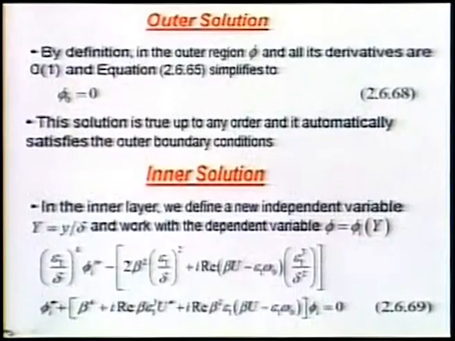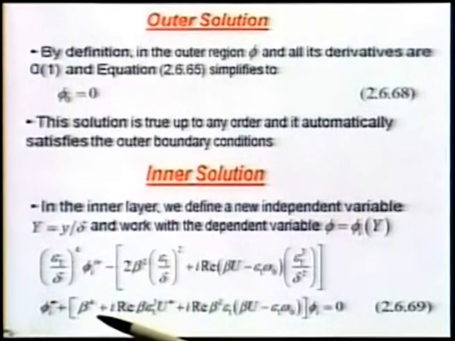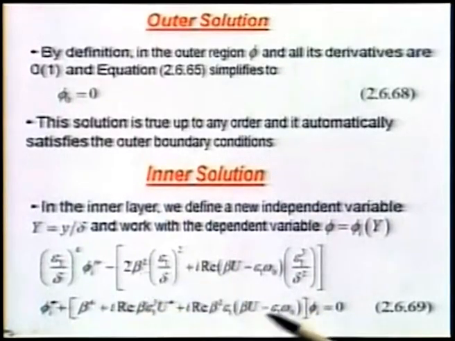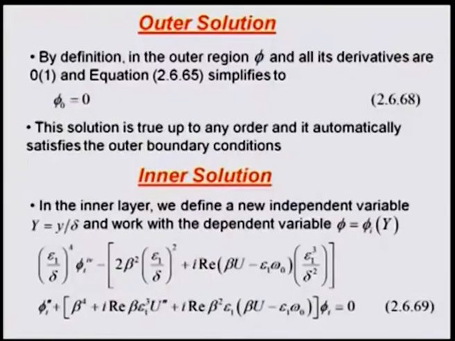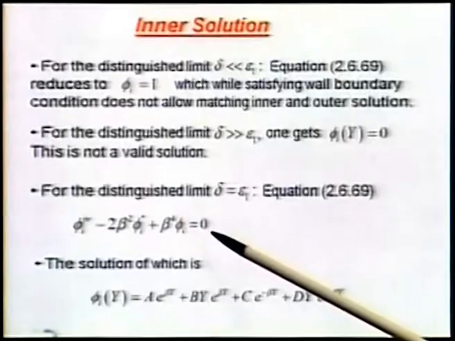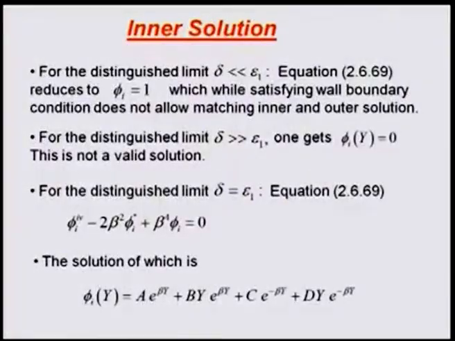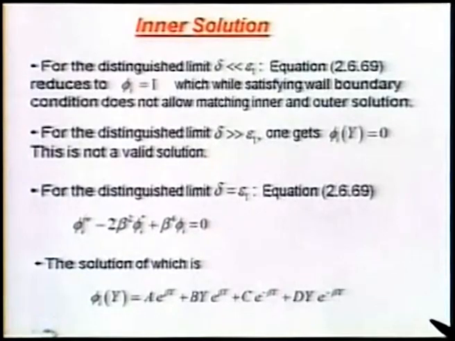What about, so from here I will get 2 beta square phi I double prime. What about here? All those terms will disappear, only you will get beta to the power 4 times phi. So, you get this term. You get this as the distinguished limit governing equation when delta equal to epsilon. And now you can see that you have repeated roots, isn't it? You have repeated roots plus beta and minus beta as a characteristic exponent.